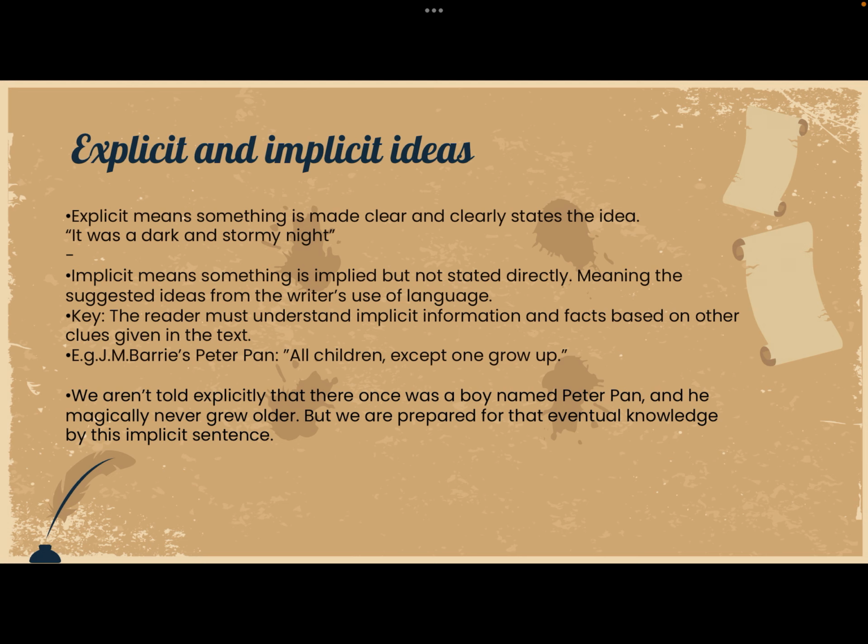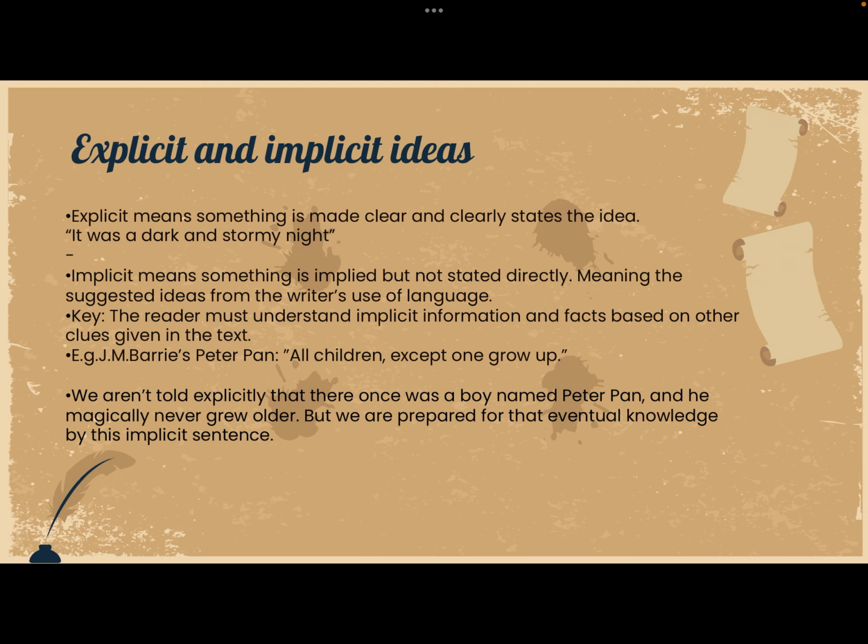Okay, moving on, we have the ideas of sentences being explicit and implicit. So explicit sentences are those that state the idea clearly. For example, it was a dark and stormy night, so he clearly states that the night was dark and stormy. However, implicit sentences are those which are implied but not stated directly, meaning the suggested ideas from the writer's use of the language. Okay, so the reader must understand implicit information based on the facts and clues that are given in the text.